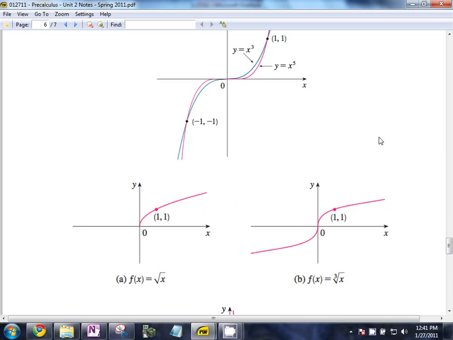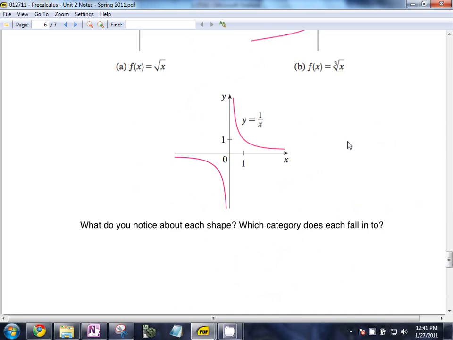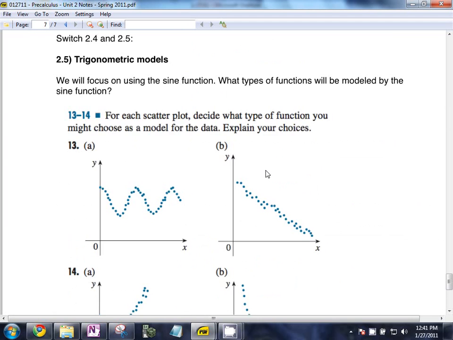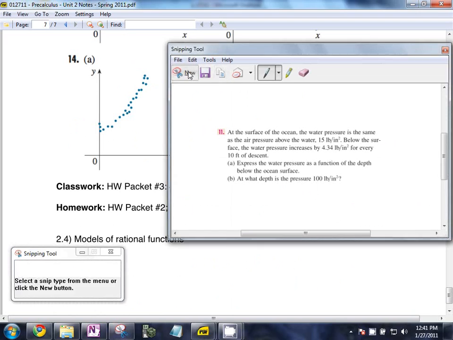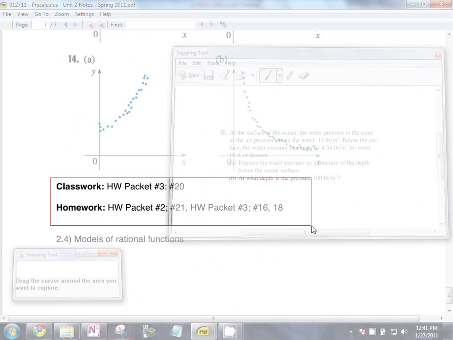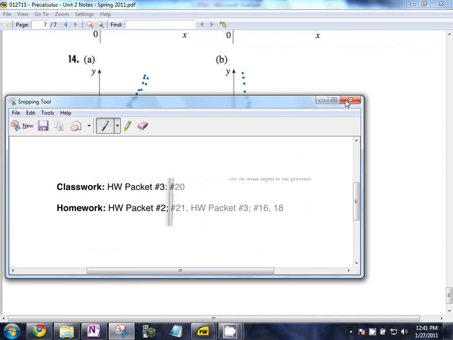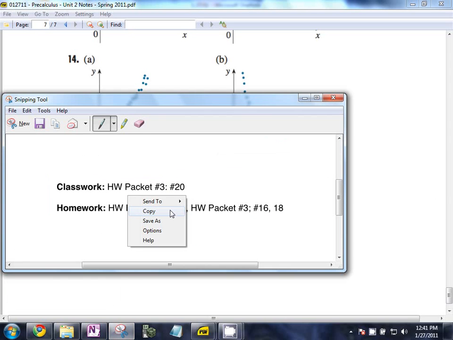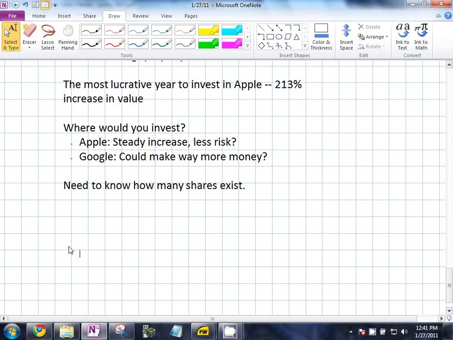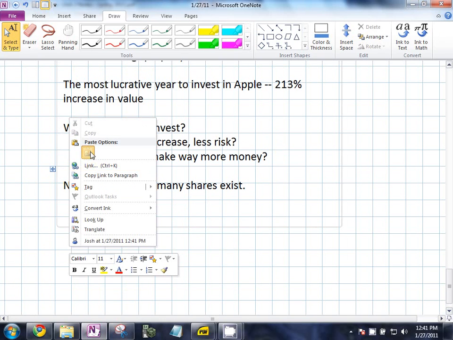Okay, your homework tonight, everybody. I'm going to clip this in right now. Your homework is the homework and the classwork that's listed right here. Oh, let me get a different one. Sorry. Here's your homework right here. Please do those from homework packet 3 and homework packet number 2. I'll put these into your notes as well. Okay, get out of here.